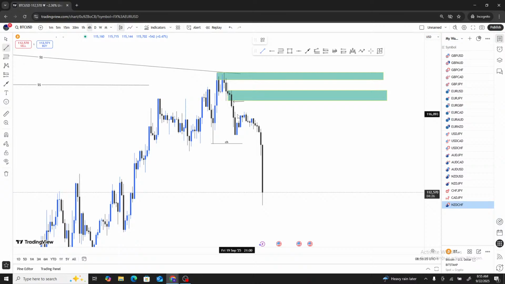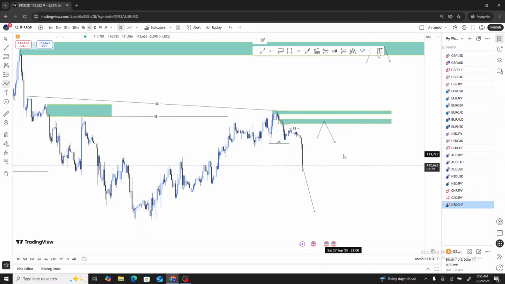So what are we expecting? We're expecting price to continue to the downside, maybe from here, continue to the downside, right? Or price can come up to either of these levels and move to the downside, or price can even use this most premium level to move to the downside. So that is what it is about. Okay.